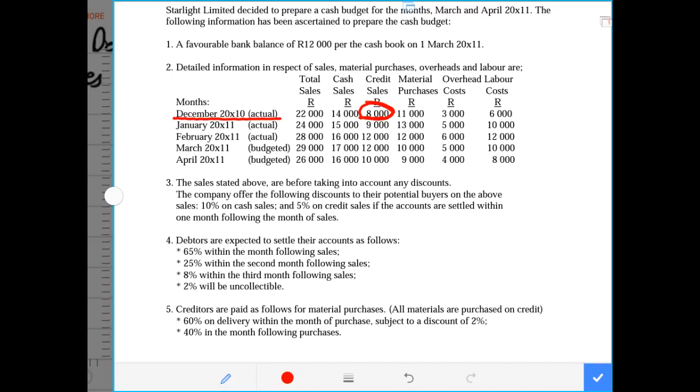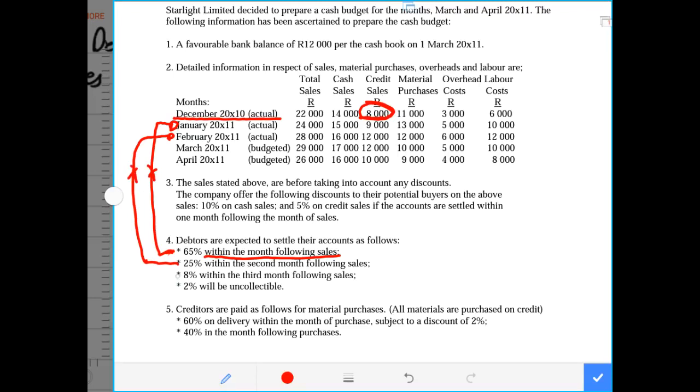So 65% of that 8,000 will be collected within the month following sales, and the month following December is January. That means 65% will be collected in January, and we are not doing a budget for January, so we ignore that. 25% will be collected in the second month, February. We are not doing a budget for February, so again we ignore that.